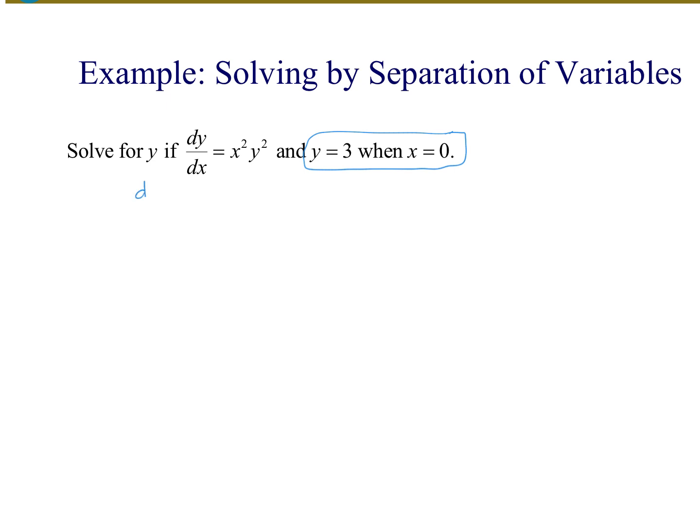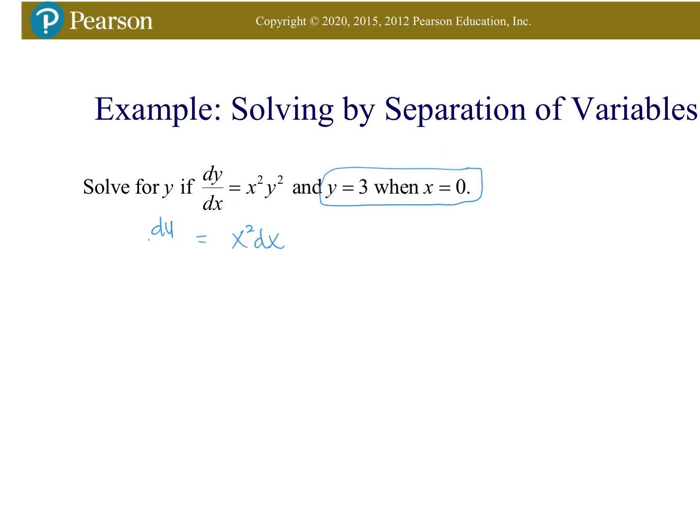So let's take dy and divide it by y squared, which is going to give us x squared dx. I'd like to rewrite this as y to the negative 2. So let's write this as y to the negative 2 times dy. Then we're going to integrate both sides. So this will be y to the negative 1 divided by negative 1 and x cubed over 3 plus c.